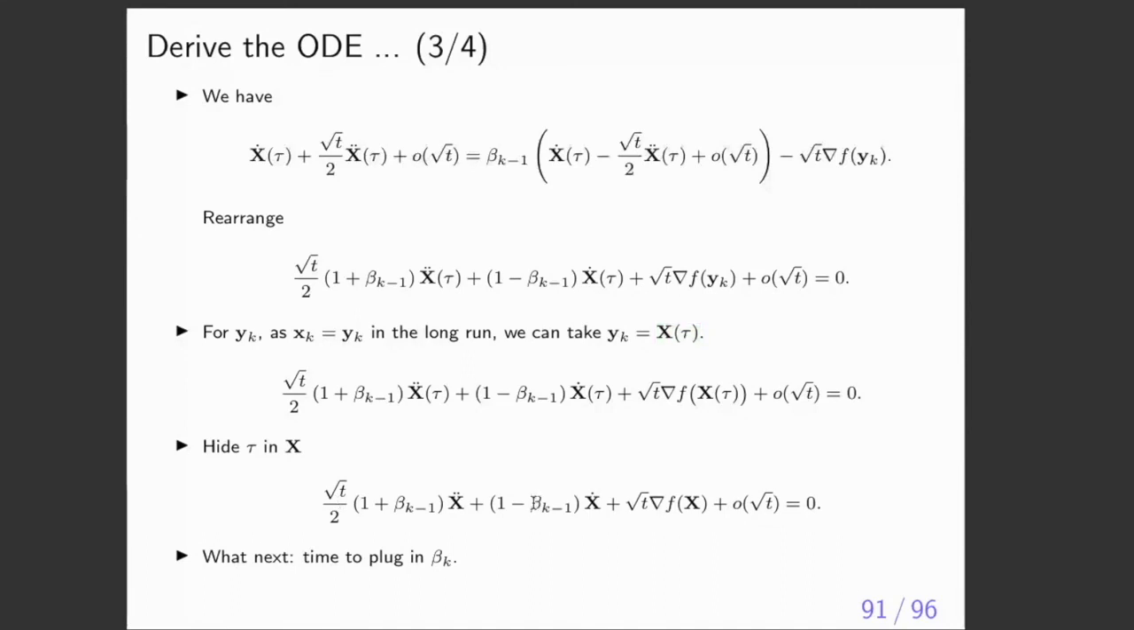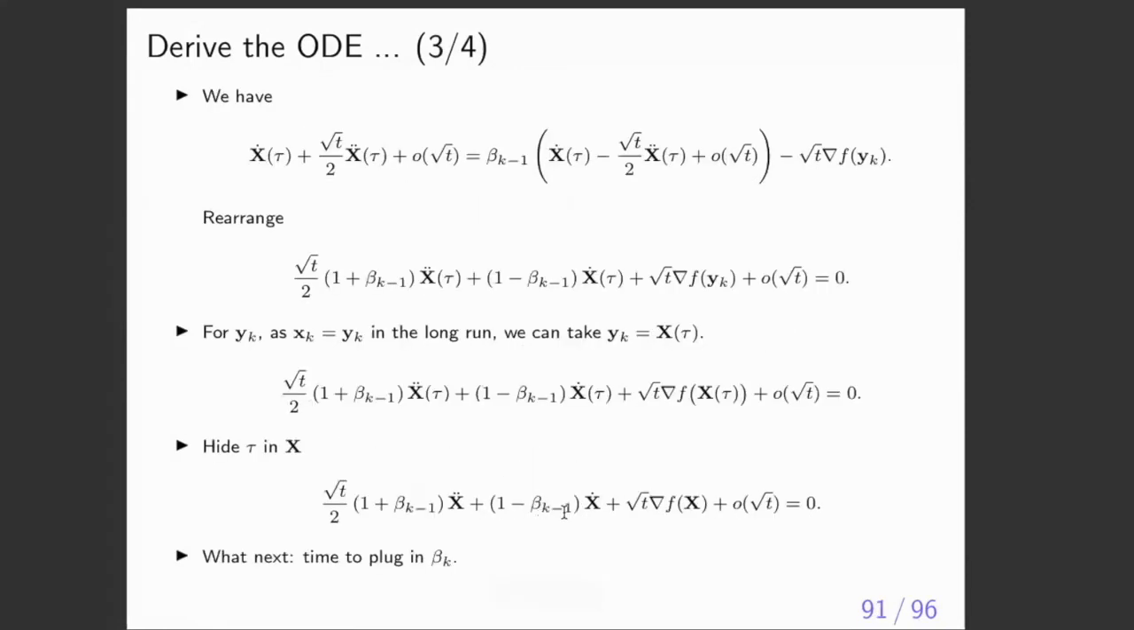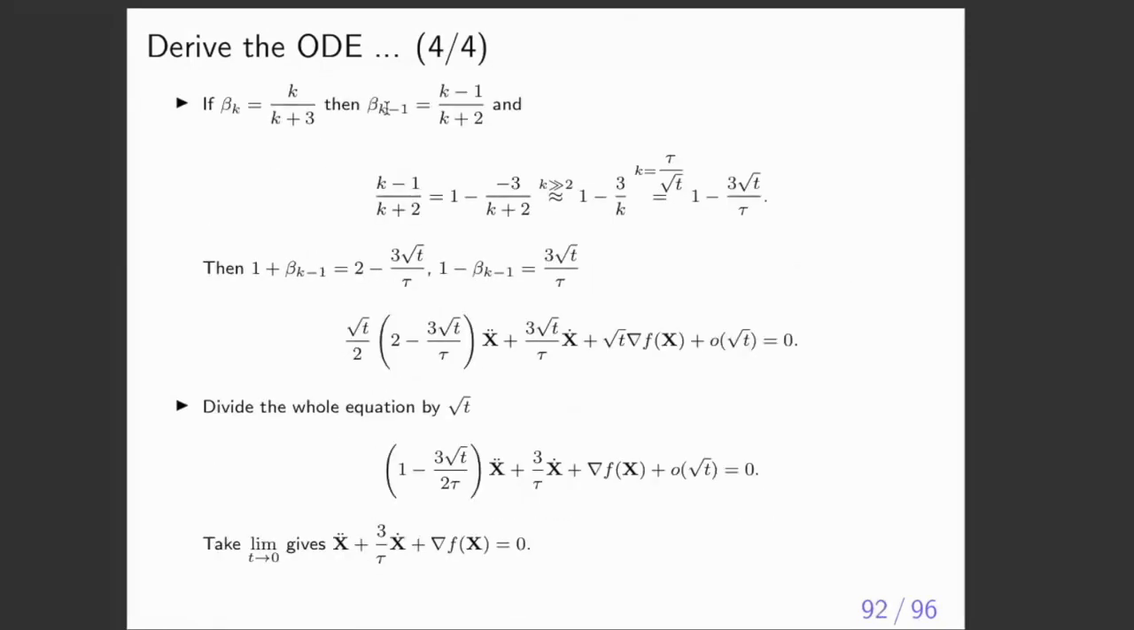Now we want to plug in the beta and also remove this guy. So now we choose beta equal to k over k plus 3. Because here we want beta_{k-1}, so beta_{k-1} becomes this fraction. So now you get this ODE. And now you see there's square root t, square root t, square root t. So you divide the whole thing by square root t. And now you take the limit t going to 0. So you have this ODE.